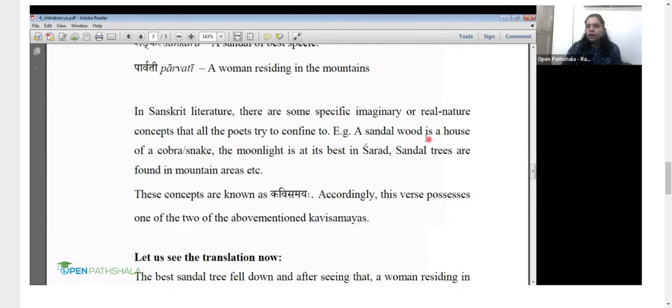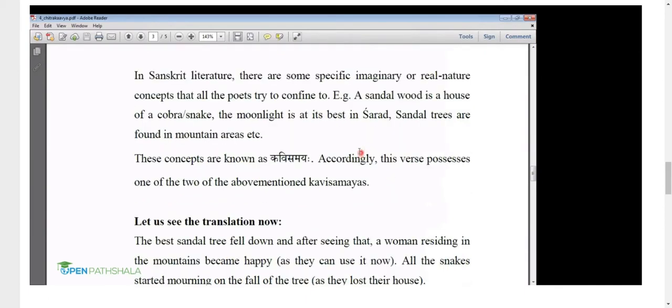And a woman residing in mountains is Parvati. Yes, someone was trying to speak. There is a shloka about this chataka.